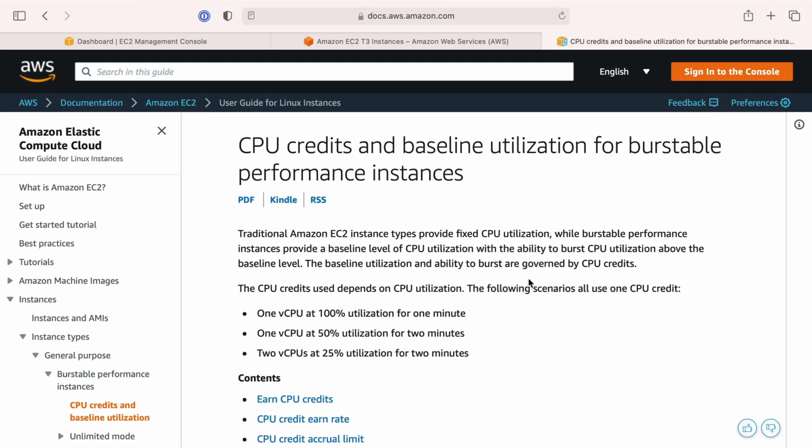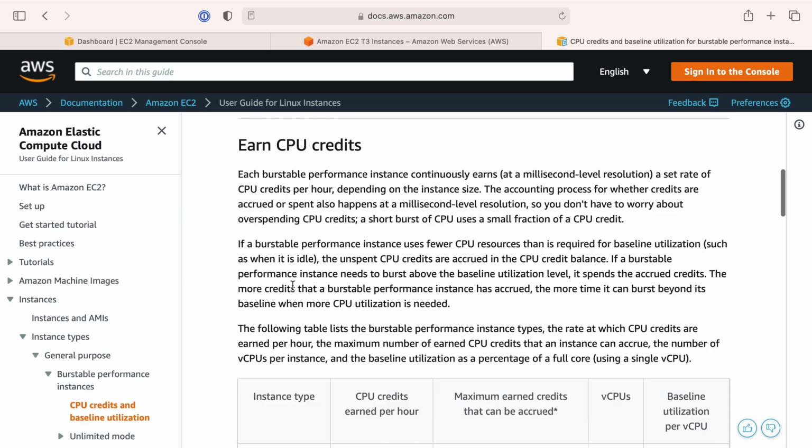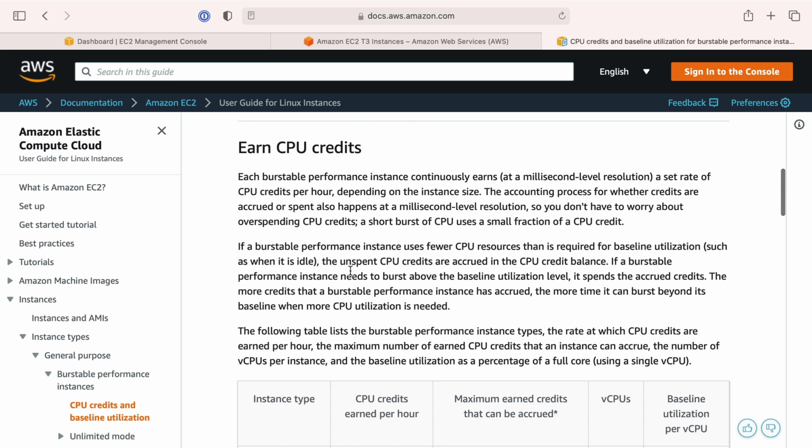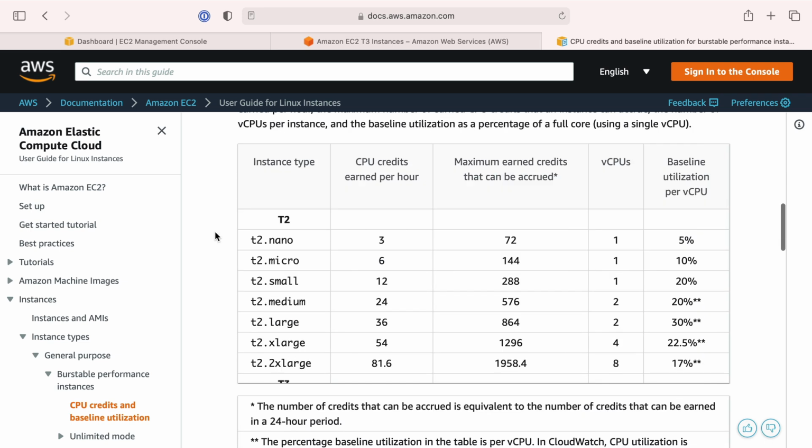So let's just go ahead and read a little bit about how CPU credits work. So you earn CPU credits when you're below your baseline. The baseline is a percentage of CPU usage. If you're below the baseline, you get credits, CPU credits, up to a point. If you're above the baseline, you start spending credits. Okay, now the baselines are pretty low, and they're lower the smaller the server is.